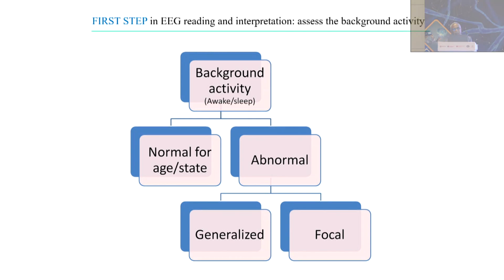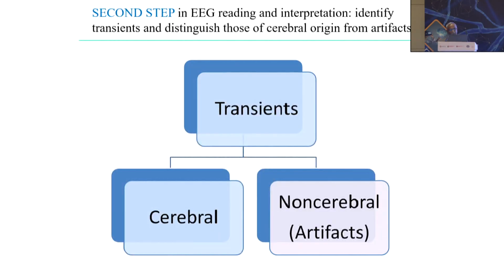Step 1 is interpretation of the background activity. As you mentioned, how crucial it is, because it is based on this that you have to build the rest of the abnormalities in the EEG. The background has to be defined in relation to the age of the patient and the state of the patient as normal or abnormal. And if there is an abnormality, you have to say whether it is focal or generalized.